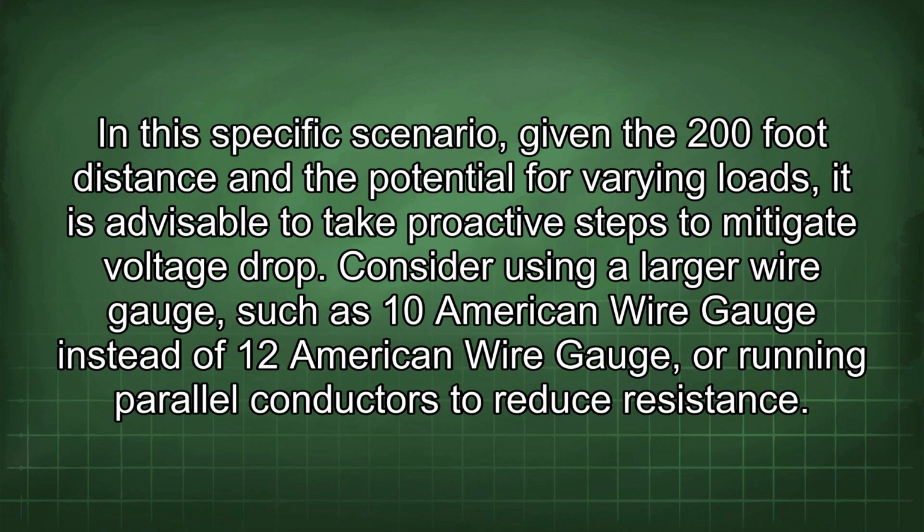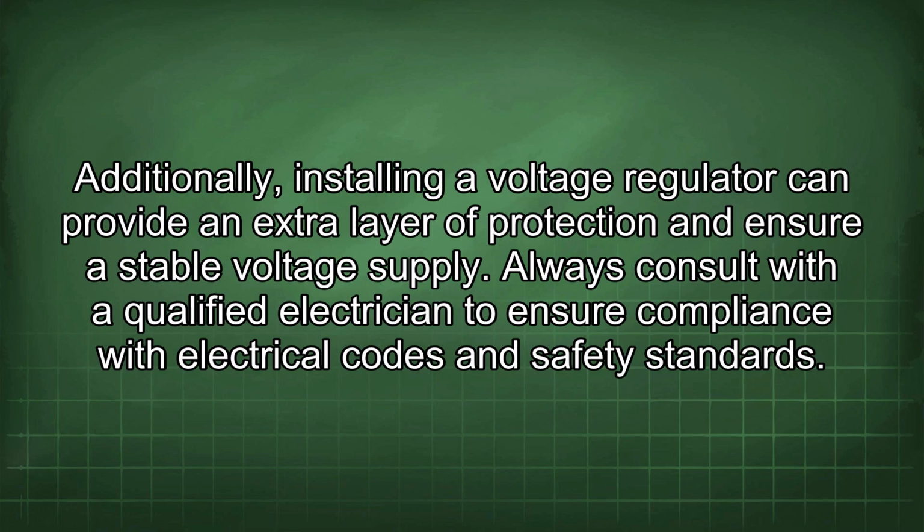In this specific scenario, given the 200-foot distance and the potential for varying loads, it is advisable to take proactive steps to mitigate voltage drop. Consider using a larger wire gauge, such as 10 American wire gauge instead of 12 American wire gauge, or running parallel conductors to reduce resistance. Additionally, installing a voltage regulator can provide an extra layer of protection and ensure a stable voltage supply.